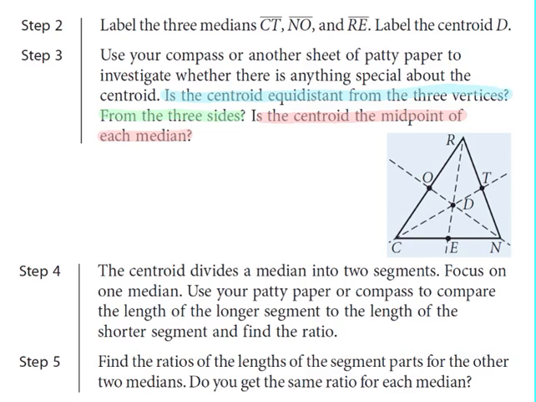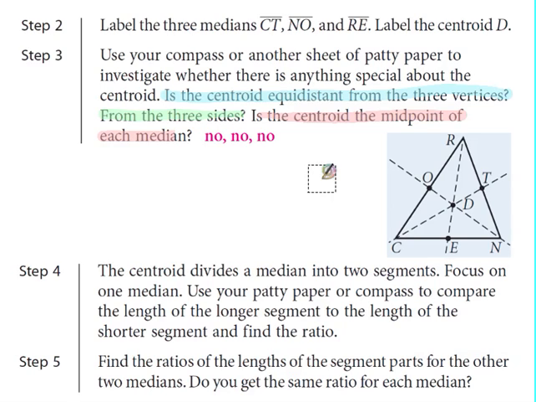So is it equidistant from the three vertices? No. Is it equidistant from the three sides? Nope. Is it the midpoint of each median? No. So we have three no's. Now let's look at the next step, step 4.